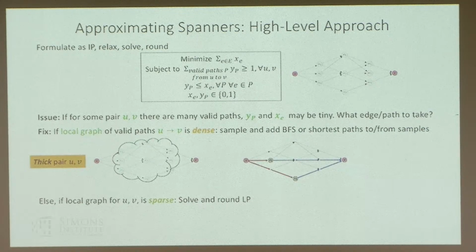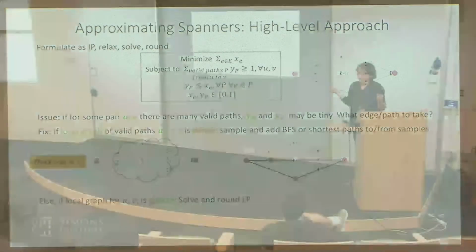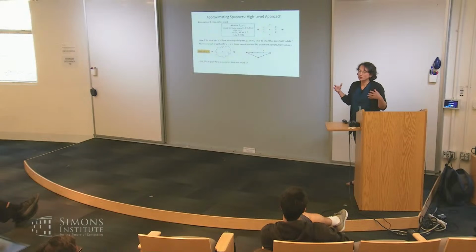So the local graph is just the set of all valid paths. For a K-spanner, it is the set of all paths within length K stretch. For a TC spanner, it's the set of all paths of length at most K in the transitive closure. So it really depends on the problem. This is a very good question.